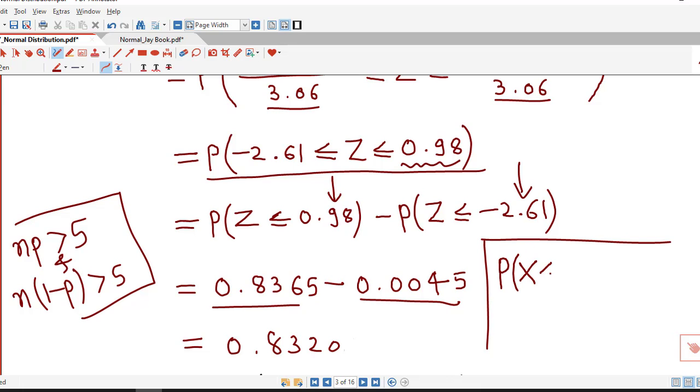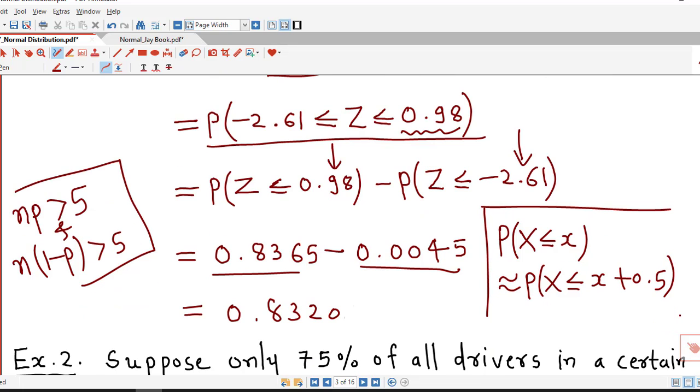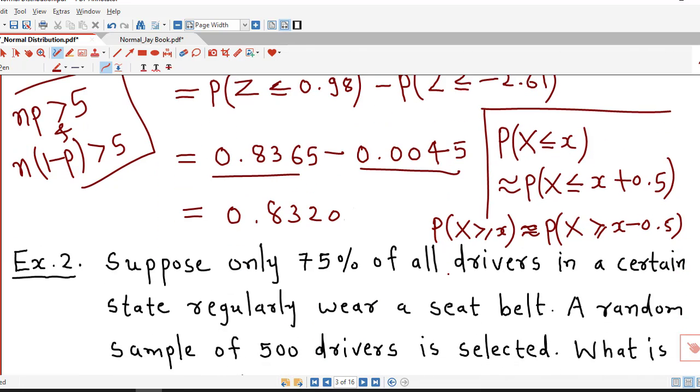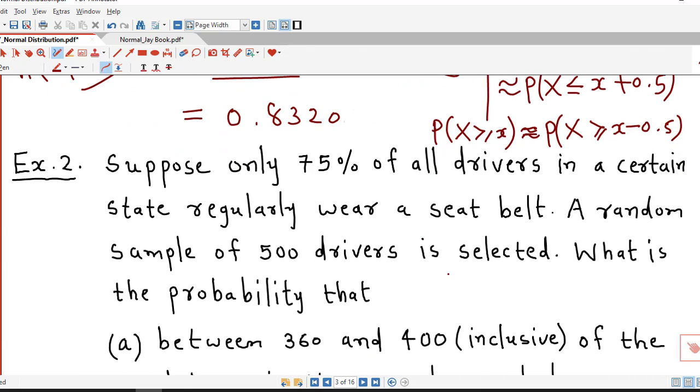If we have probability of this type, then this will be approximated by probability that x is less than or equal to x plus 0.5. And if we have probability that capital X is greater than or equal to small x, then this will be approximated by probability that capital X is greater than or equal to x minus 0.5. So with this in mind, we move to the second example.